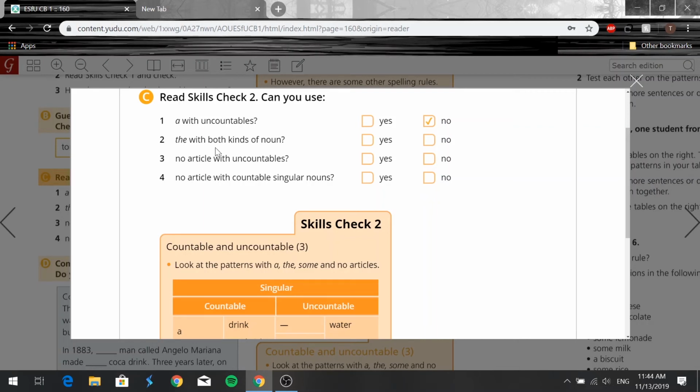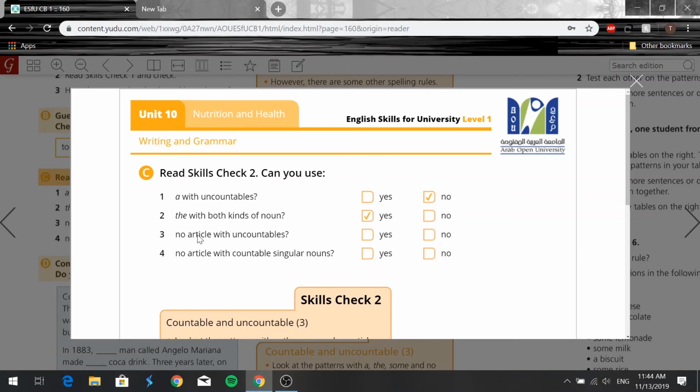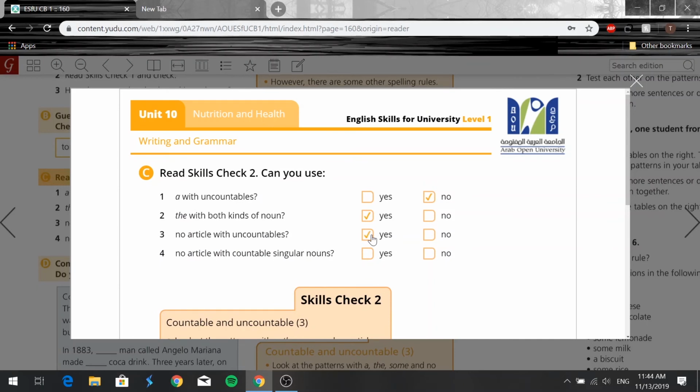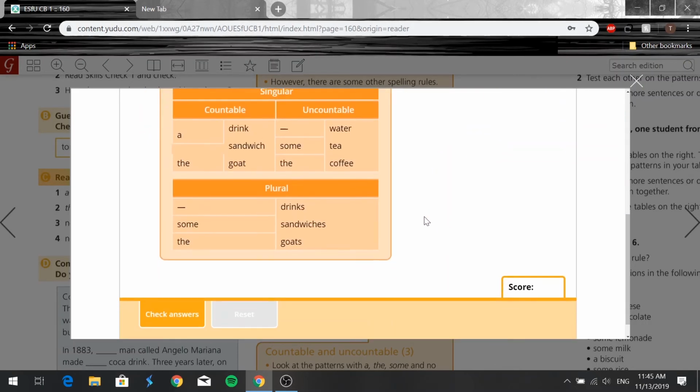Could I use the with both kinds of nouns? Yes, we could use it for both singular and plural, countable and uncountable as well. So we'll say yes, the with both kinds of nouns. Okay. 3. No article with uncountables. Yes, that is true. So no article with uncountables, we could use that. So again, yes. And no article with countable singular nouns. That is wrong. We use a or the, but we cannot use no article. So in this case, no. Okay? So that was exercise C.